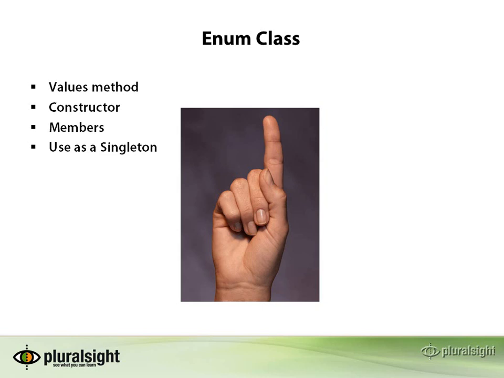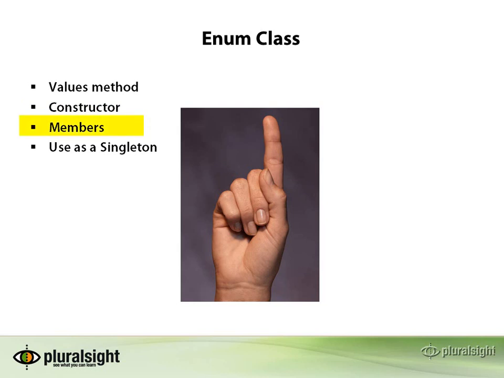Of course, an enumeration has a constructor, or by default, you wouldn't even see the constructor, but you can add a constructor. And when you do that, you declare an enumeration and pass in whatever parameters in the declaration of each enumeration in the enum type. It also can have members.